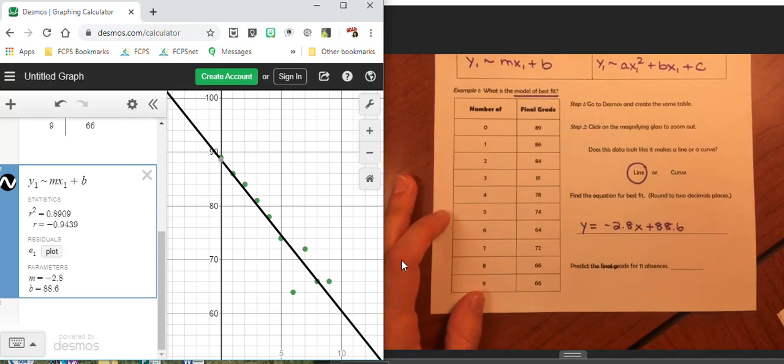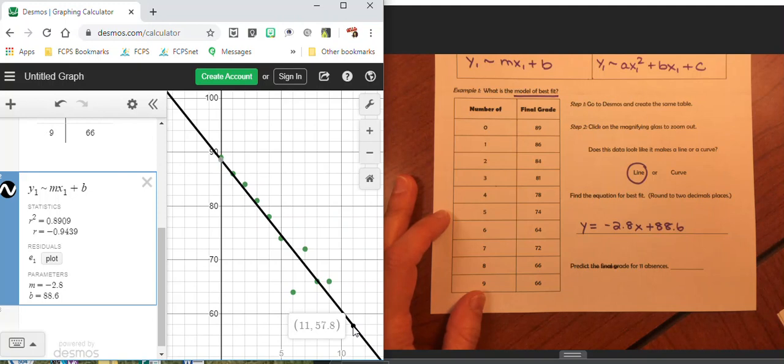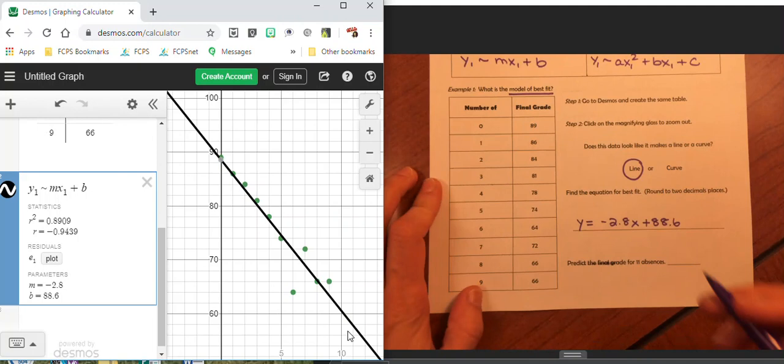Predict the final grade for 11 absences. So I go back to my graph. I find approximately 11 absences. I go to my line, and it looks like at 11 absences, you would predict the final grade to be 57.8%.